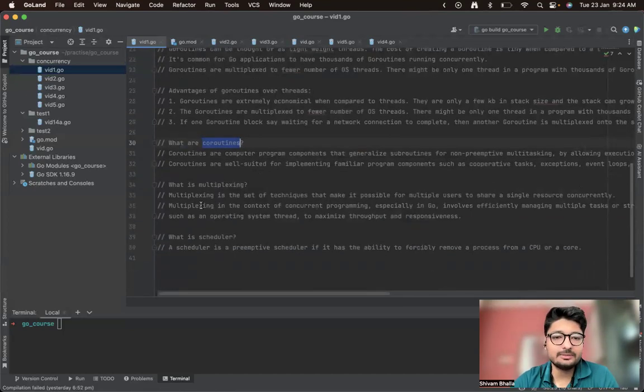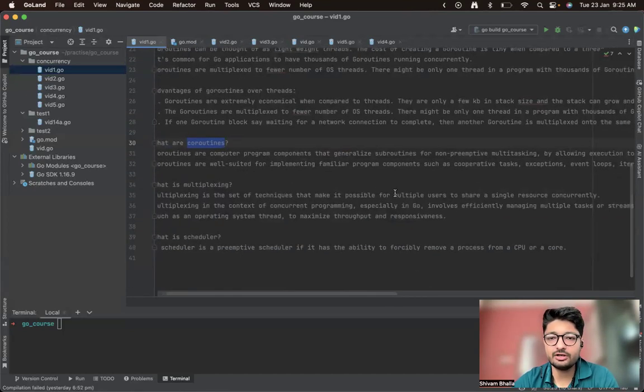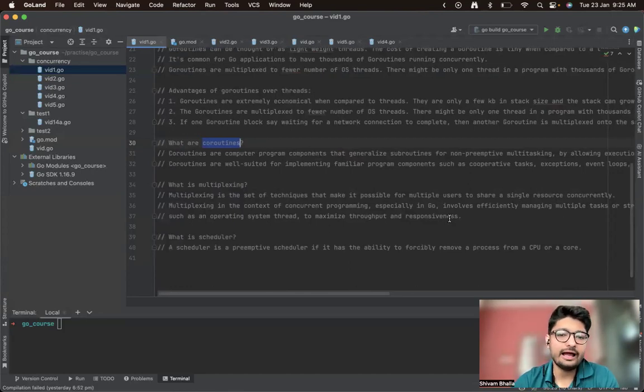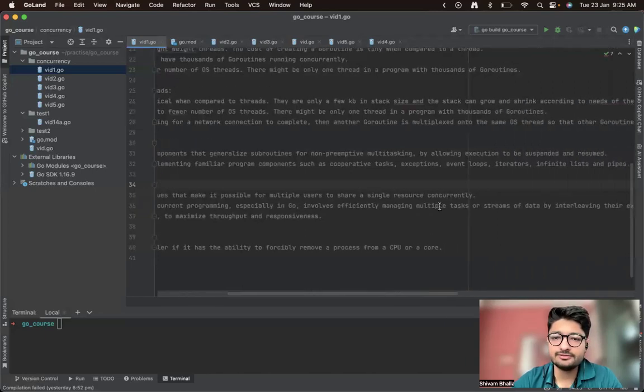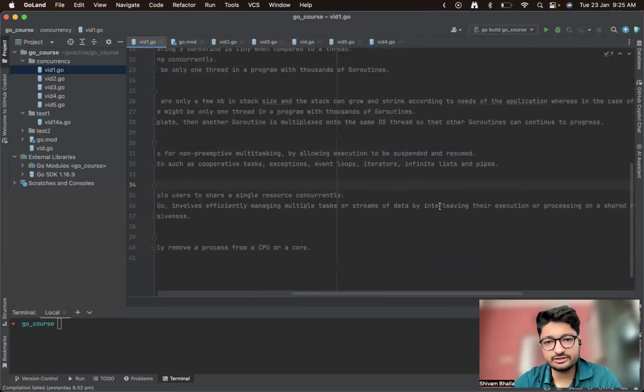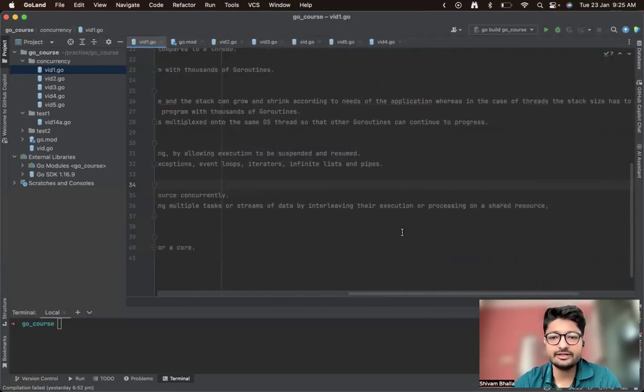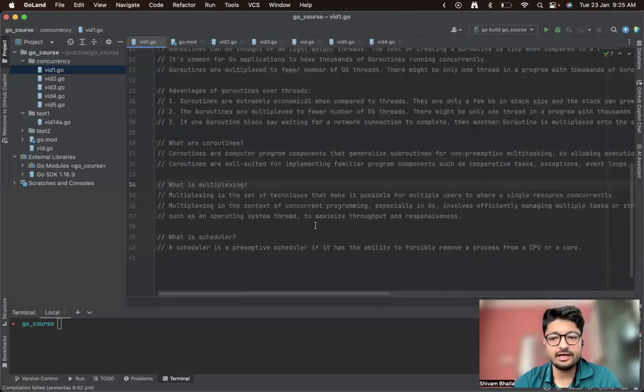And multiplexing, I've told you, is a set of techniques that make it possible for multiple users to share a single resource concurrently. So we have a single OS thread, and multiplexing are the techniques so that multiple routines can share a single OS thread. Multiplexing in the context of concurrent programming, especially in Go, involves efficiently managing multiple resources, tasks or streams of data by interleaving their execution or processing on a shared resource. I've told you the definition and the concept as well, so that it becomes very easy for you to understand, such as operating system threads or maximizing throughput and responsiveness.